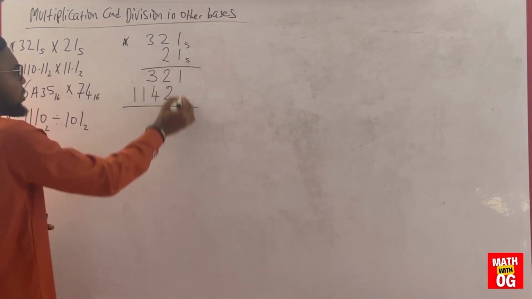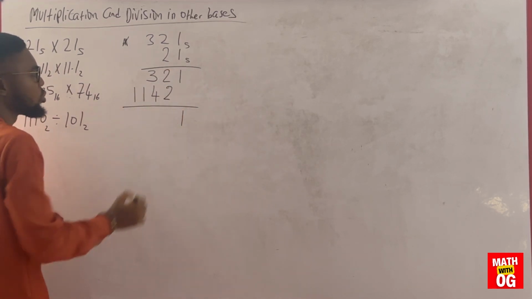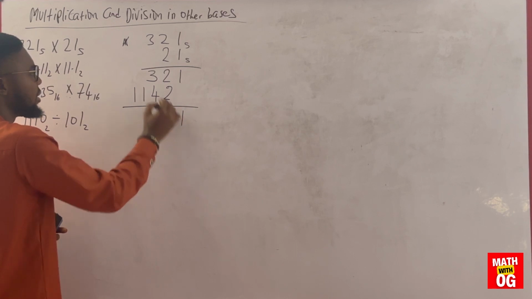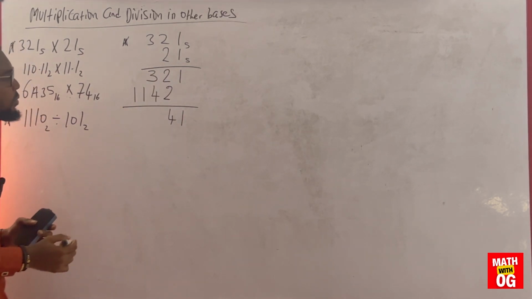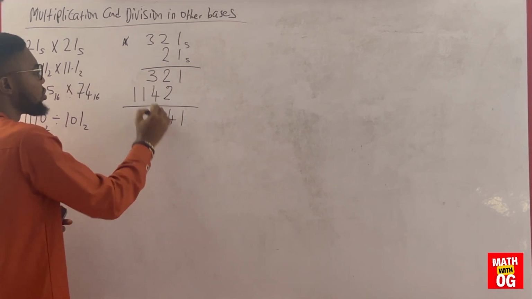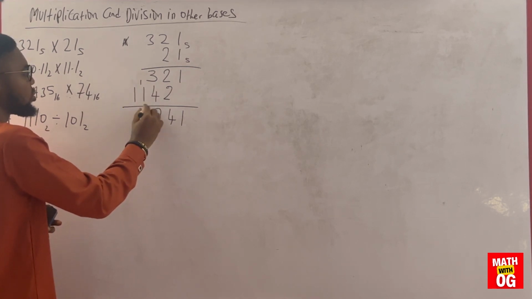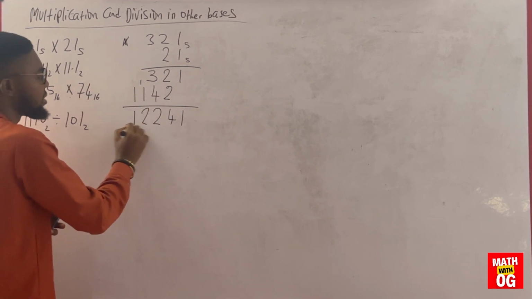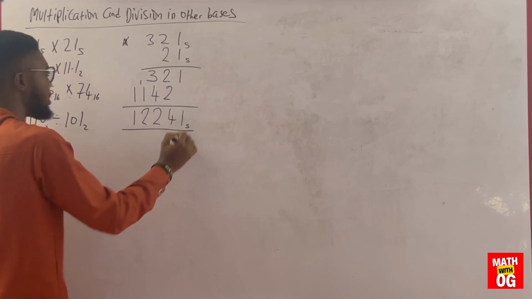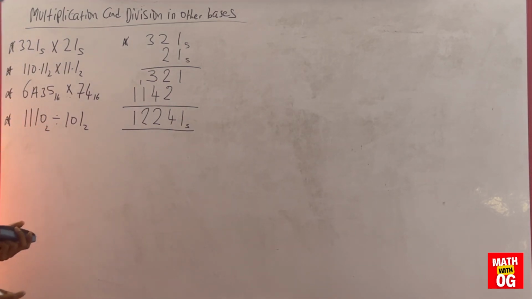Now we can add up. This will give us 1. 2 plus 2 is 4, 4 is 4 in base 5. 3 plus 4 is 7, 7 is 1, 2 in base 5. Put down 2, carry 1. 1 plus 1 is 2. And there you have 1. So the answer is 1, 2, 2, 4, 1 in base 5. As easy as that.